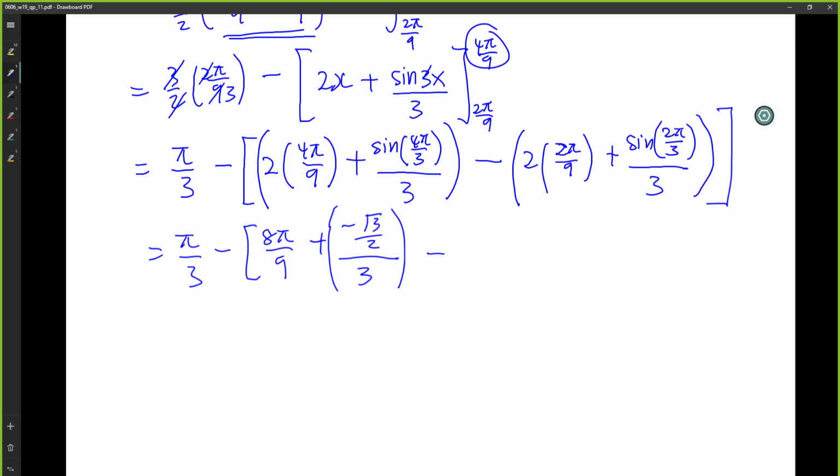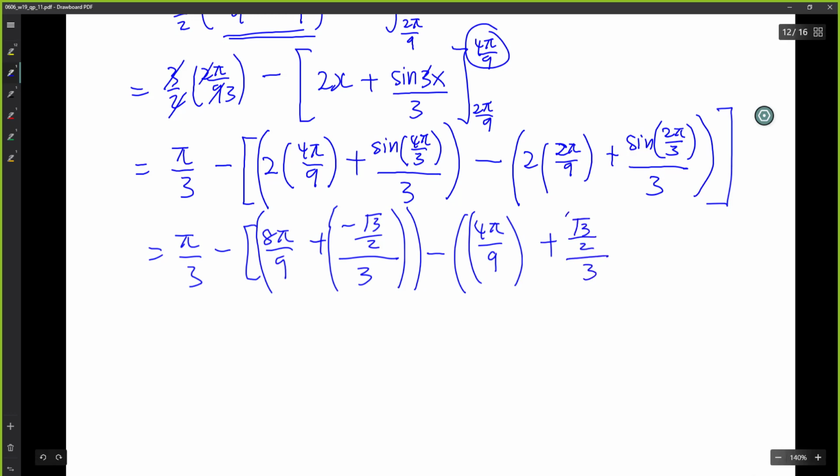Minus, I love the bracket. 4 pi over 9, small bracket, plus sine 2 pi over 3. Sub 3 over 2 over 3. Put a bracket, close the bracket, close the bracket. Because we have so many minuses here, it is very important to put the brackets correctly, or else you will forget to minus one or two things here. So I will solve inside the bracket first, definitely.